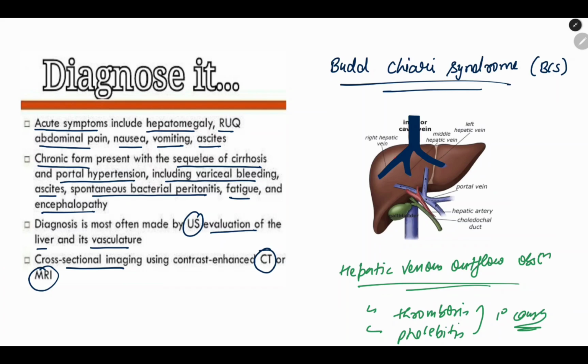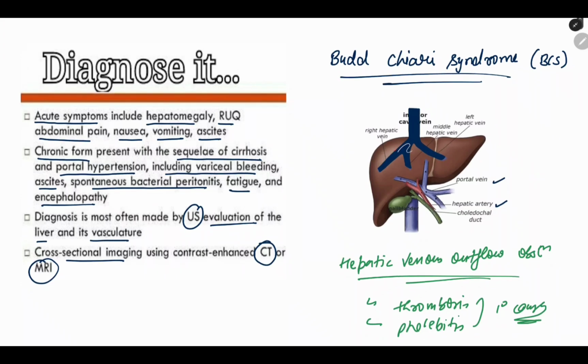Now, looking at the basic anatomy, in the normal anatomy of the liver, the liver receives its blood supply from the hepatic artery and the portal vein, as we see in the diagram. The blood leaves the liver through the hepatic veins, which are three in number: right hepatic vein, middle hepatic vein, and left hepatic vein, which further drain the blood into the inferior vena cava.